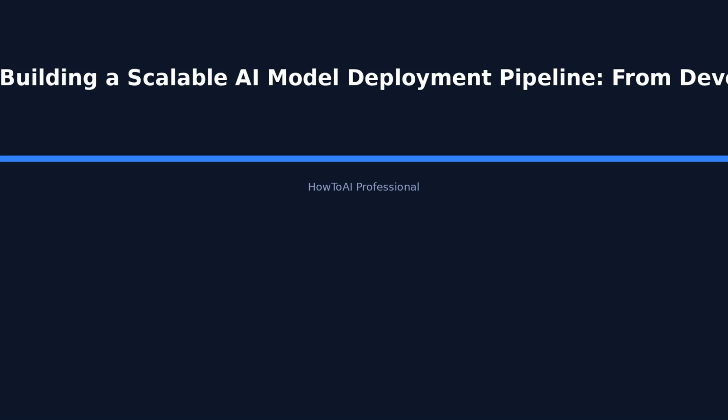Section 7, Conclusion. In conclusion, building a scalable AI model deployment pipeline is crucial for transforming your models from development to production seamlessly. CI/CD integration plays a pivotal role in automating the various stages of the pipeline, ensuring that your models are consistently tested and deployed with minimal human intervention.